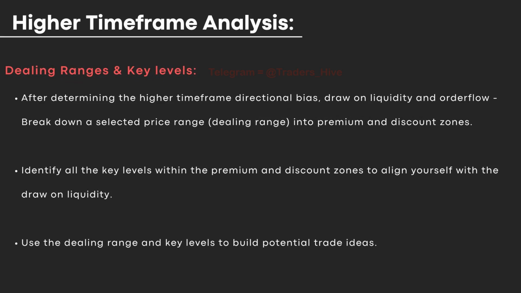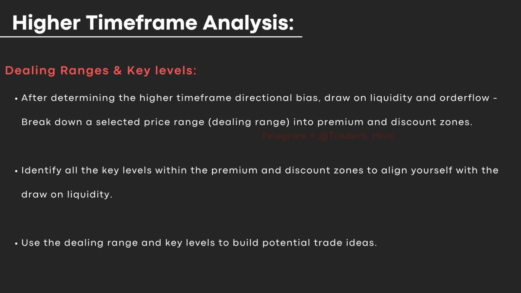Now, let's move over to the next part of analysis where we get into the specifics of price action. After determining the high time frame directional bias, drawn liquidity and order flow, you're going to break down the selected price range, or the dealing range that you are currently dealing with, into premium and discount zones, right? Now, you're going to think of this range as a zone of opportunity. The premium zone represents area where price might be overextended, and the discount zone represents area where price might be undervalued, right? And this segmentation or dissection will help you focus on where the best opportunity lies.